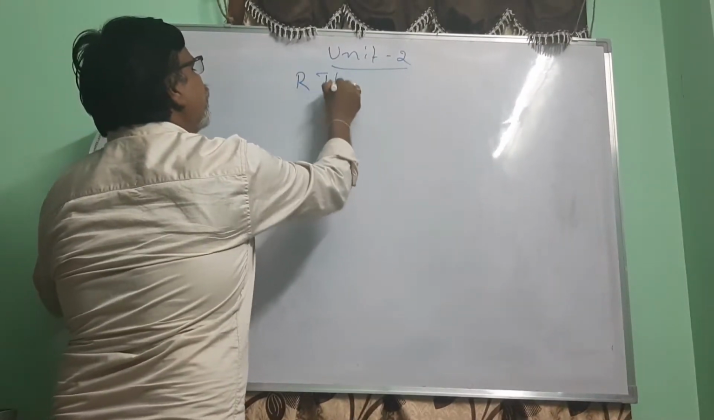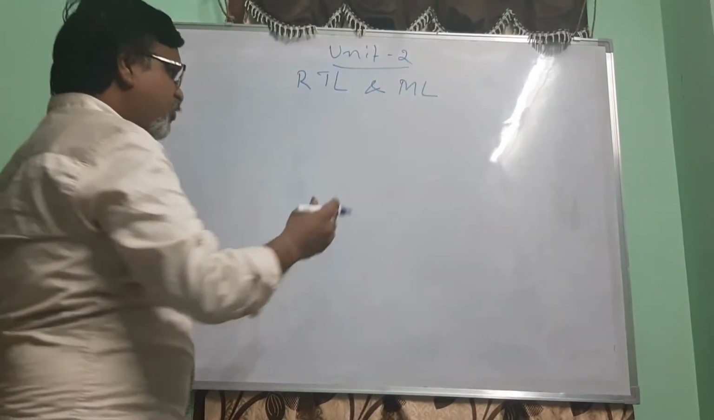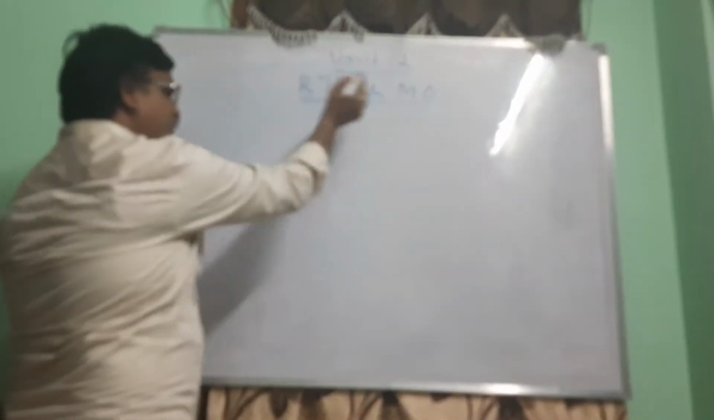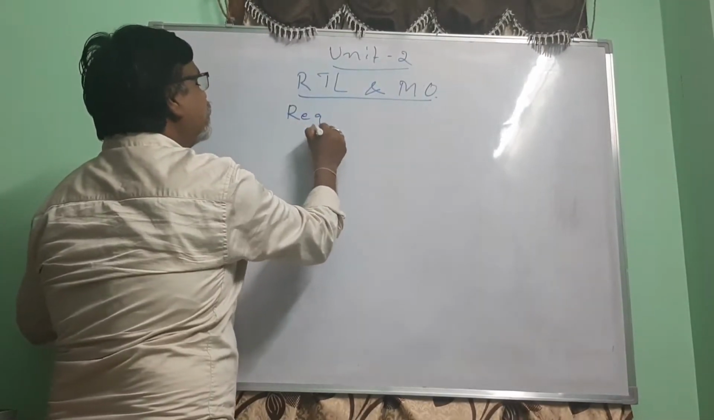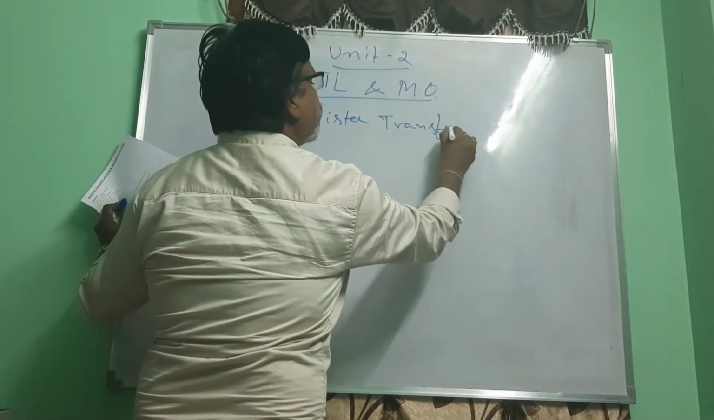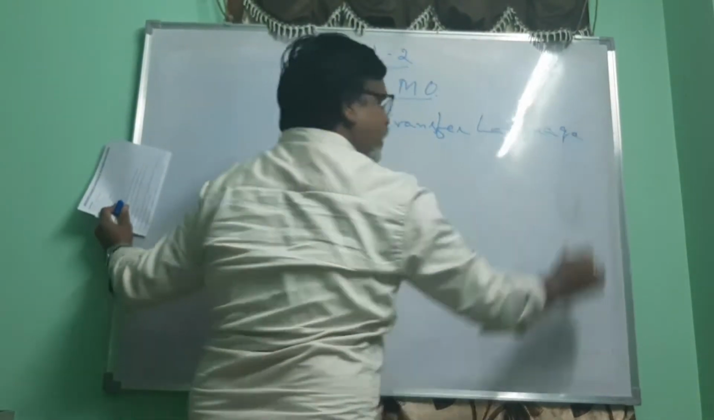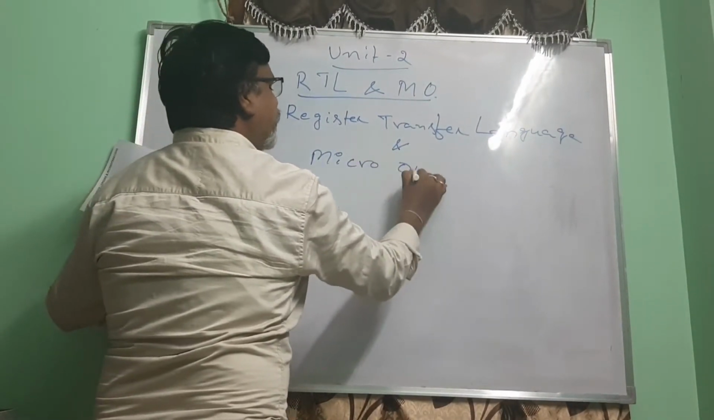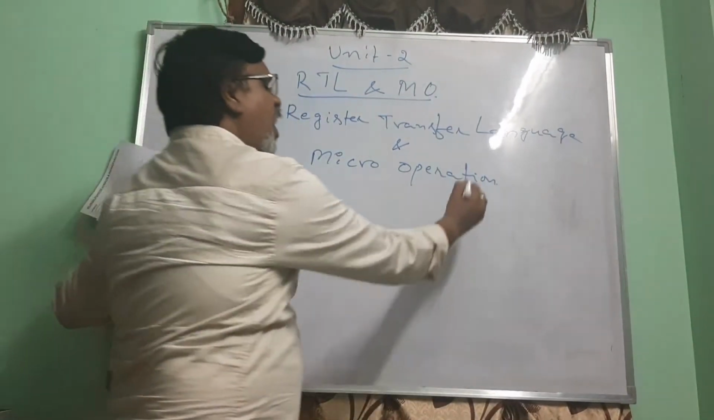This Unit 2 is named RTL and MO. So, what do you mean by RTL and MO? I have written it in the short form. The name of the second unit is Register Transfer Language and Micro Operations.